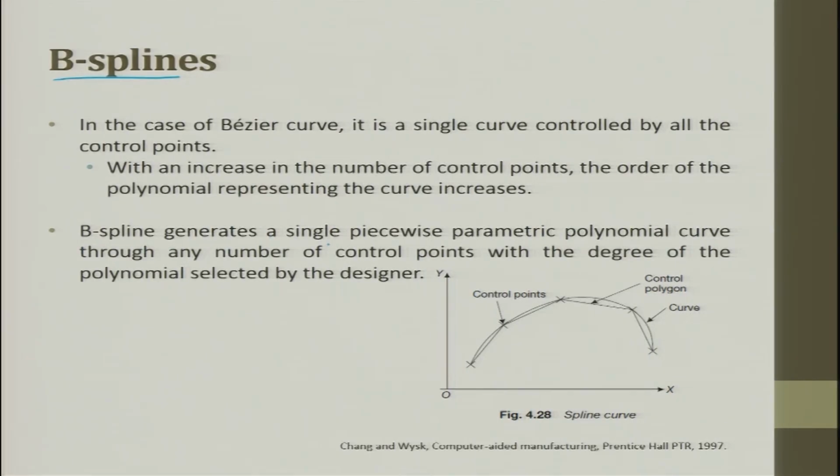B-spline generates a single piecewise parametric polynomial curve through any number of control points with the degree of the polynomial selected by the designer. So, you look at it, you see this is a B-spline curve. So, you see here it is now divided into several small patches. So, these are the control points, these are the control polygons. So, what was missing in Bezier could come out easily with B-spline.